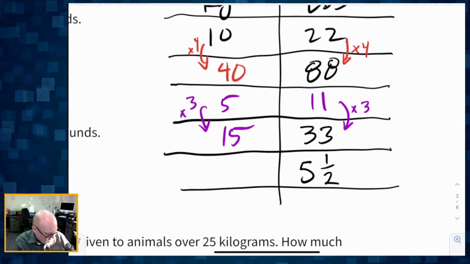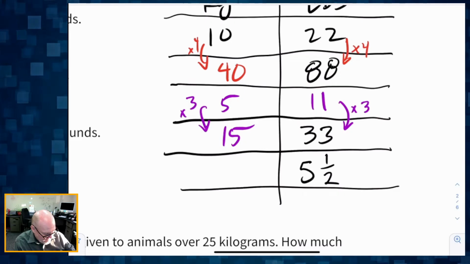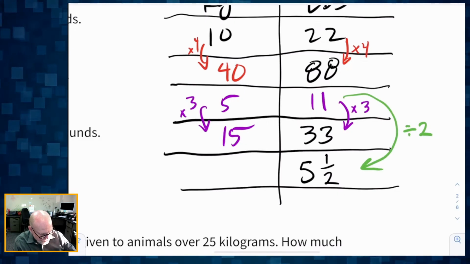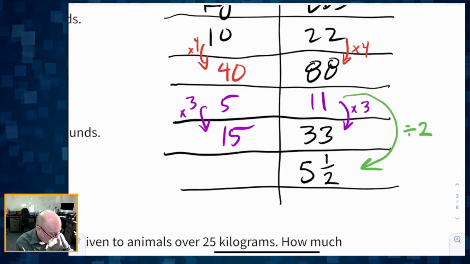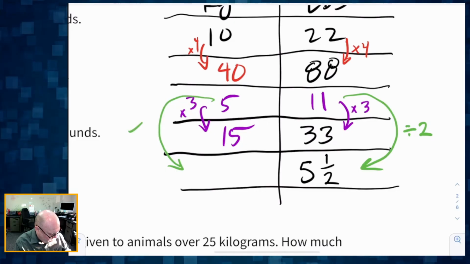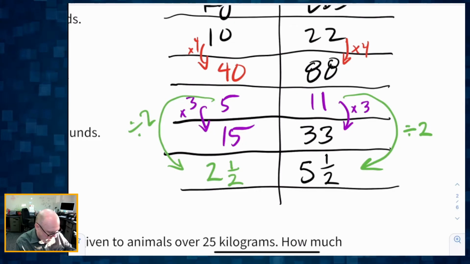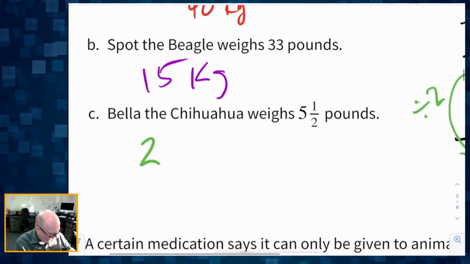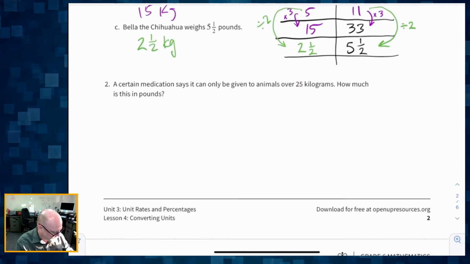Well, I could see a relationship already. I can see that 11 and 5.5 are related by a factor of 2. That 11 divided by 2 gives me 5.5. That means 5 divided by 2 gives me 2.5, because we just cut it in half. And so there is Bella. Bella weighs 2.5 kilograms. Oh, cute.